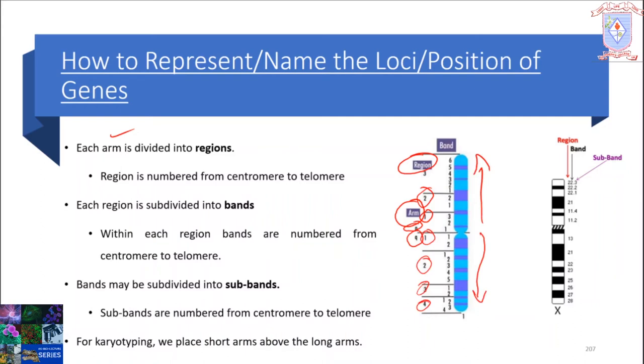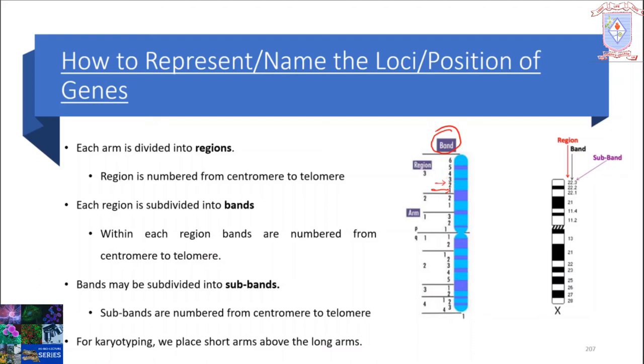And each region is subdivided into bands, and within each region, bands are numbered from centromere to telomere. So you can see here the numbering of the bands 1, 2, 3, 4, etc. Here it is the band, and here you can see the numbering of each band in each region.